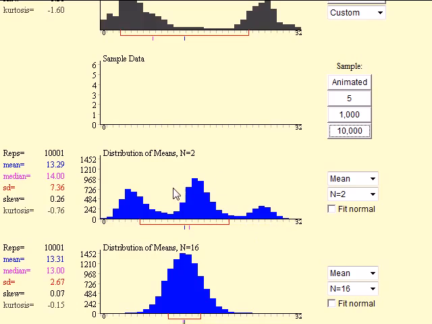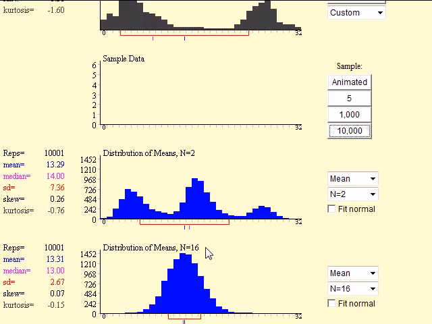So notice, when you took an n of 2, even though we did it 10,000 times, this is not approaching a normal distribution. You can actually see it in the skew and kurtosis numbers. It has a rightward positive skew, which means it has a longer tail to the right than to the left. And then it has a negative kurtosis, which means it has shorter tails and smaller peaks than a standard normal distribution.